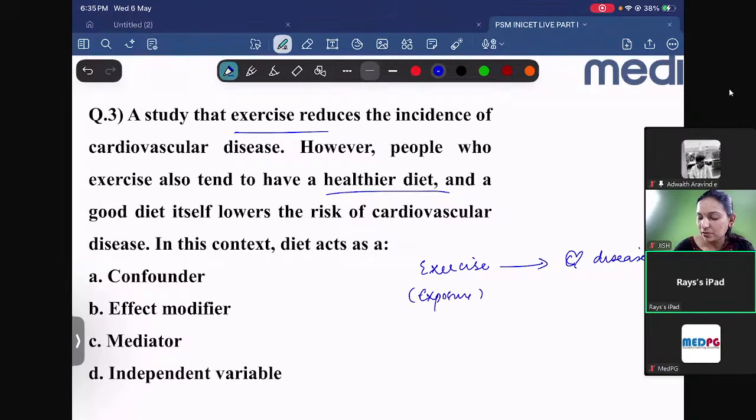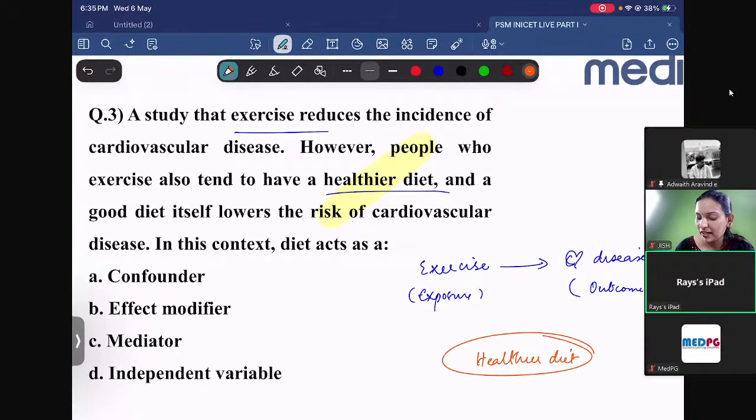And yeah, outcome is incidence of cardiovascular diseases. So there comes your two variables, the exposure variable and the outcome variable. Now they're talking about a third variable. What is that? People who exercise also tend to have a healthier diet, and diet itself lowers the risk of cardiovascular diseases. So here we are talking about a third variable, which is a healthier diet.